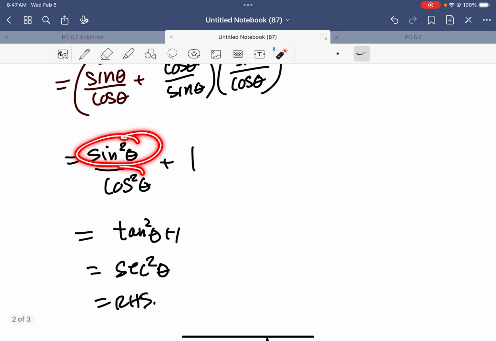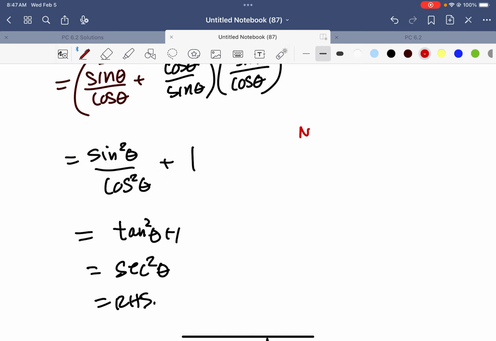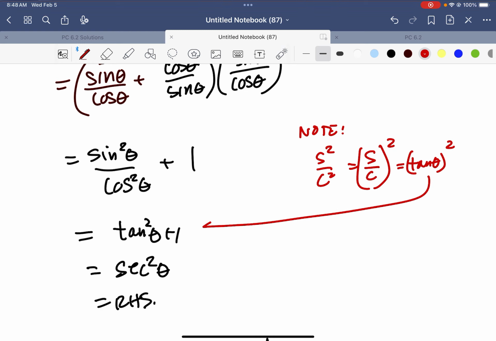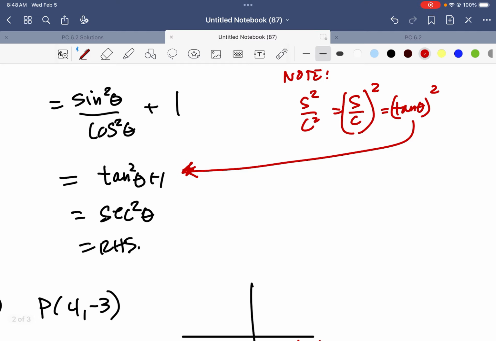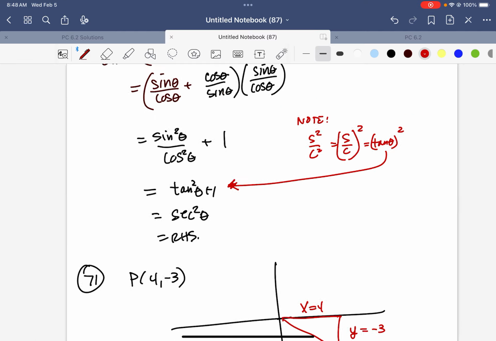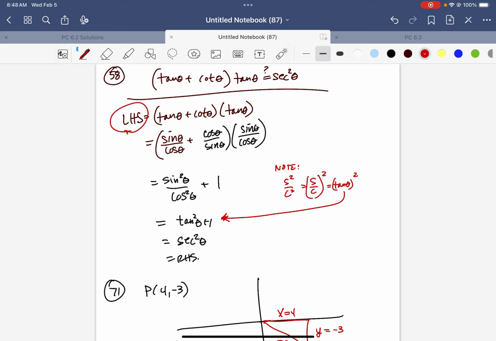But sine squared over cosine squared, so note that sine squared over cosine squared is just equal to sine over cosine, all that stuff squared. So that is just equal to tangent of theta gets squared. And that's why I have tan squared theta plus 1 over here. But tan squared theta plus 1 is something that we have memorized. It turns out to be secant squared of theta from one of our triangle inequalities. So that's the right-hand side. So we have shown that this is equal to this, and that's what we need to show.